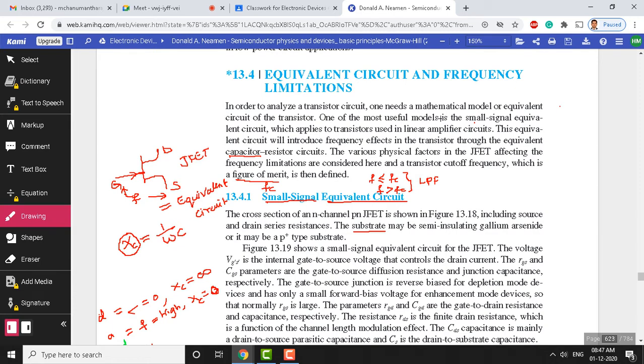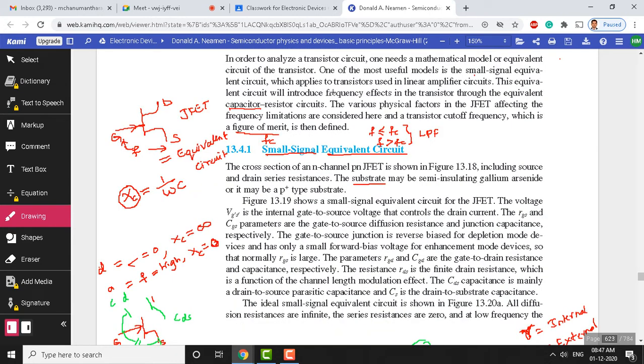Though you are studying here the details of this model and how we arrive at this small signal equivalent model, the real benefit you are going to get in analog electronics. Any circuits which are based on JFET can be easily understood with the help of this small signal equivalent circuit model. And we told about frequency effects.